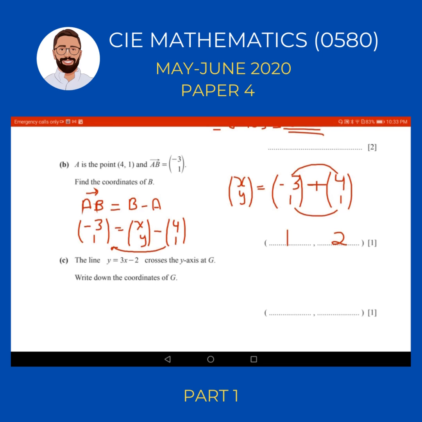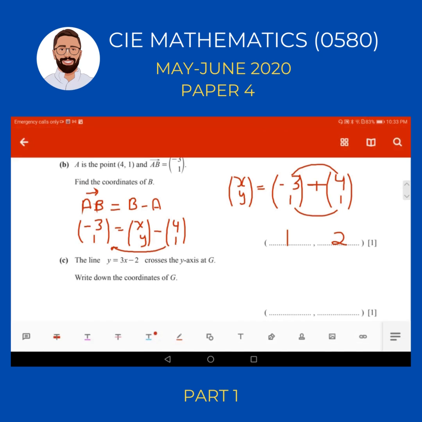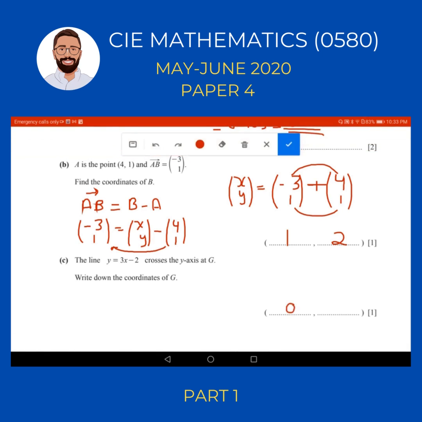Now, in part C, we're given a line which is y equals 3x minus 2, and it crosses the y-axis at G. We need to write down the coordinates of G. Now, since G is on the y-axis, this means that the x-coordinate is 0. And to find the y-coordinate, I need to substitute the x-coordinate, which is 0, in the equation of the line. So it becomes y equals 3 times 0 minus 2, which is equal to minus 2. So the y-coordinate of G is negative 2.